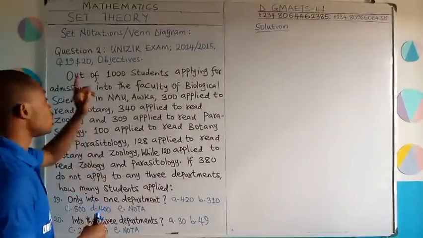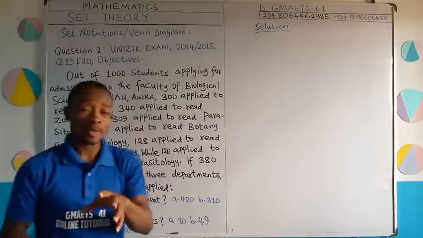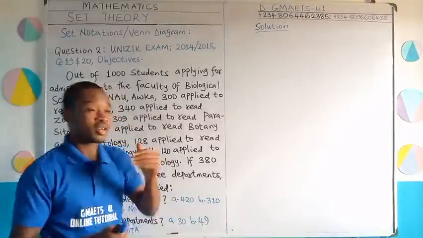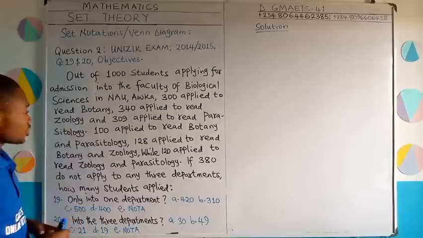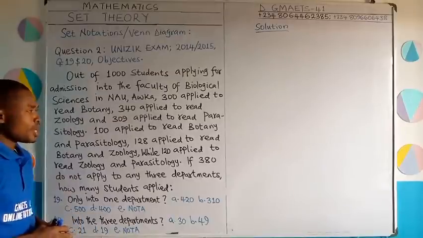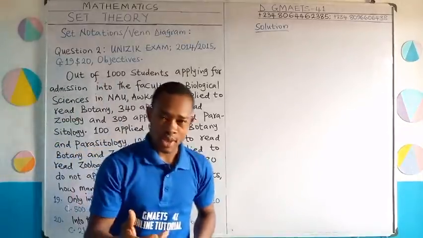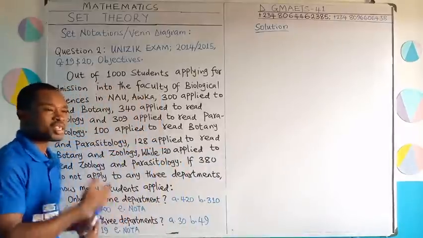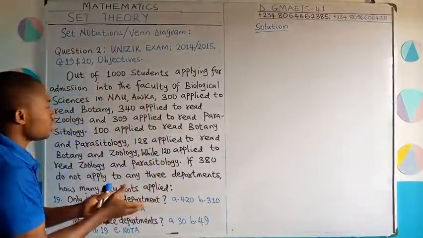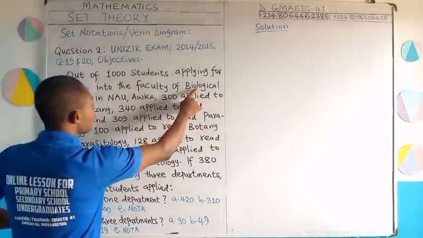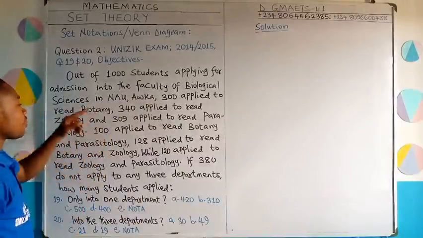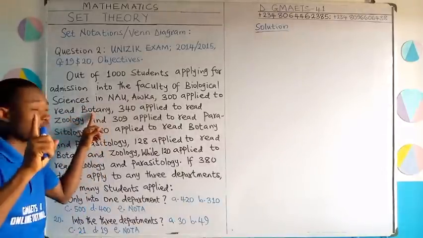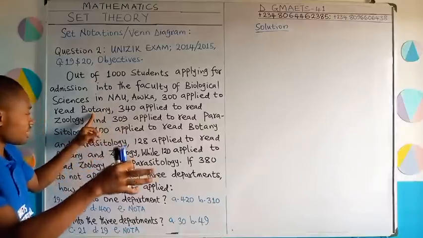First of all, we get to know that for this problem, the universal set, its cardinality is 1,000. That's the total number of students that applied to the Faculty of Biological Sciences here. And then let us also find out how many sets we have here, the subsets of the universal set. The students that applied into this Faculty of Biological Sciences. In that faculty, some of the students applied to read botany. So that will form one of our subsets of the universal set.